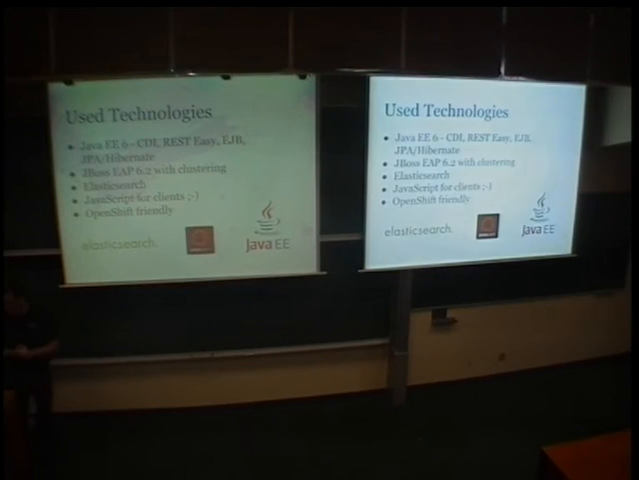Okay, something about technologies. Searchisko core is based on Java Enterprise Edition 6. So we use CDI, RESTEasy for the REST API, and EJB. For persistence, we use JPA. We run it on top of EAP 6.2 with clustering, so we suppose Searchisko should be deployed in clusters. We use Elasticsearch as the base for all the search functionality.